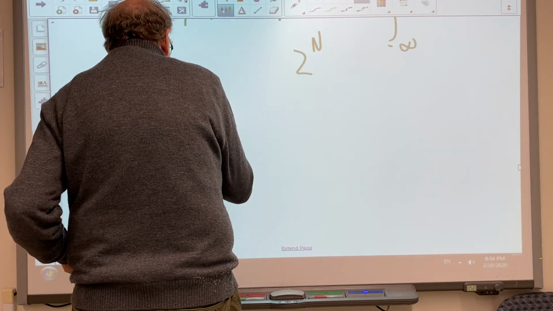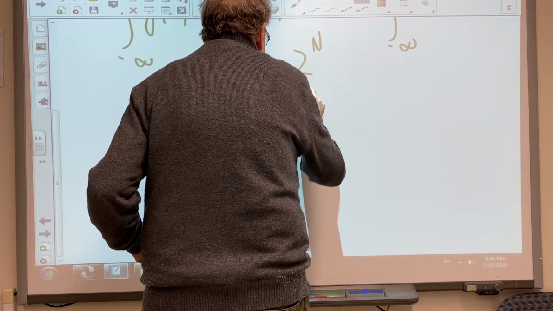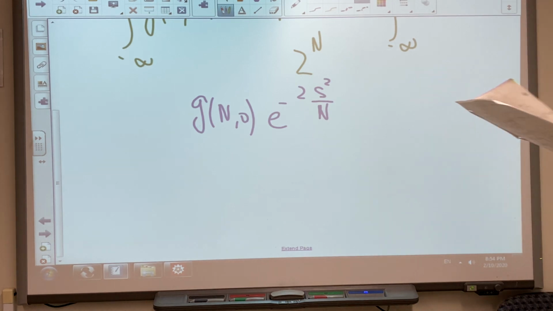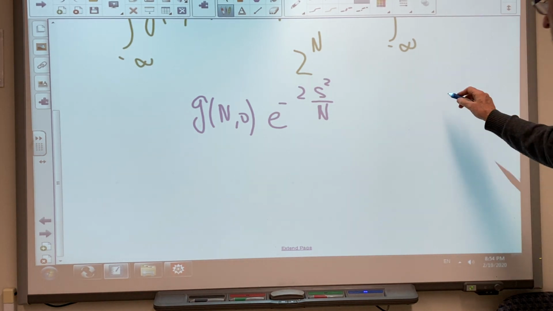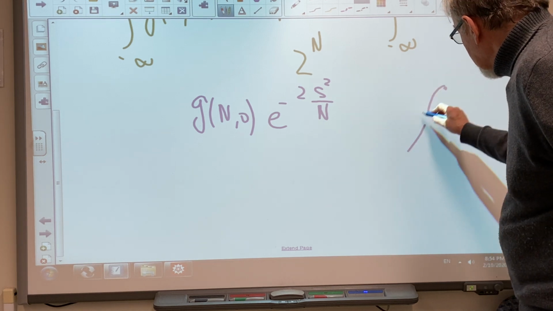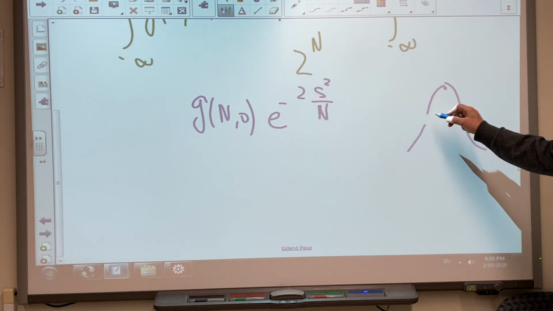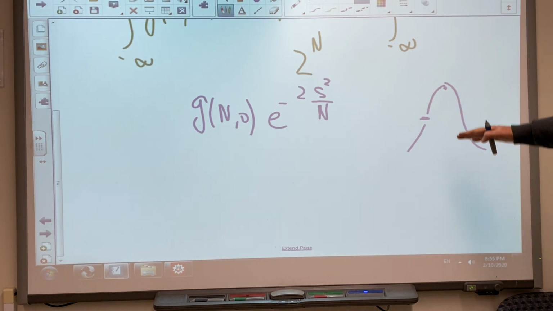If you have something that is g of n0 multiplied times e to the minus s squared over n, well, when does it decay to a value? It has a maximum and it's a decaying Gaussian, right? E to the minus s squared. I will plot it in a second. But when does it decay to a value which is 30% of the maximum?